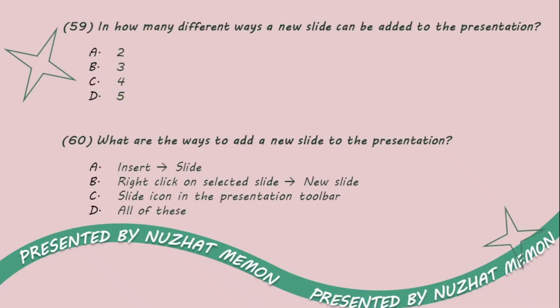Next, in how many different ways can a new slide be added to the presentation? So here the correct option is option 3. What are the ways to add a new slide to the presentation? So let's see which are those 3 ways. First, you can go to insert menu and then you can insert the slide. Second is right click on selected slide and then you can go for new slide or the slide icon on the presentation toolbar.